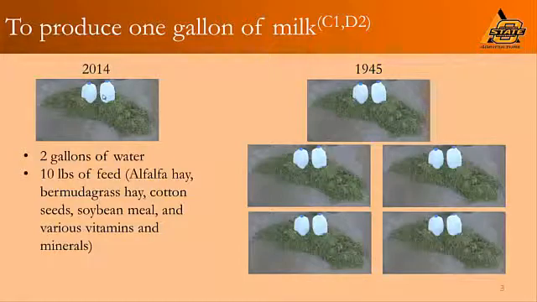Whereas today we produce a gallon of milk with 2 gallons of water, in 1945, it took 2, 4, 6, 8, 10 gallons of water. Today, to produce 1 gallon of milk, it takes 10 pounds of this feed. In 1945, it took 10, 20, 30, 40, 50. Now, all this extra water and feed that had to be produced required inputs that emitted carbon. And so certainly we know that a gallon of milk produced today emits less carbon than a gallon of milk produced in 1945.